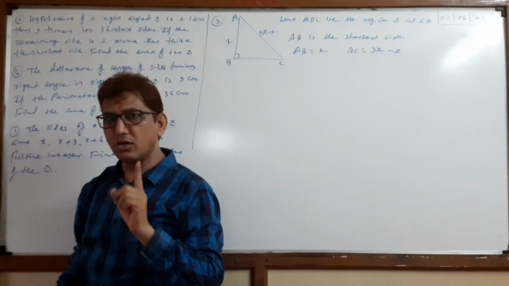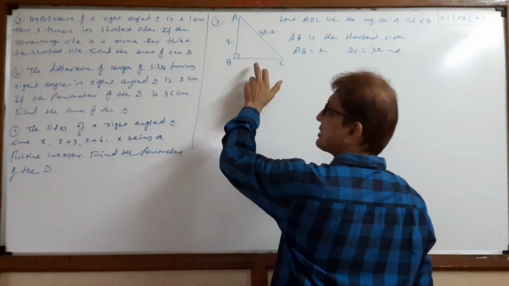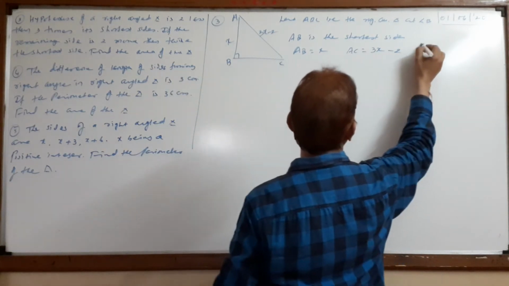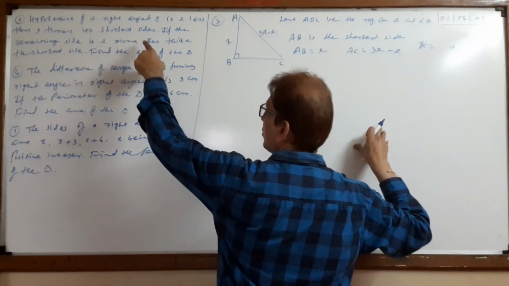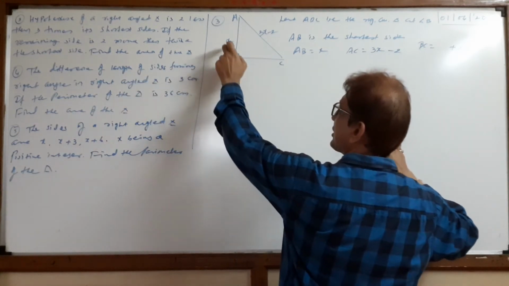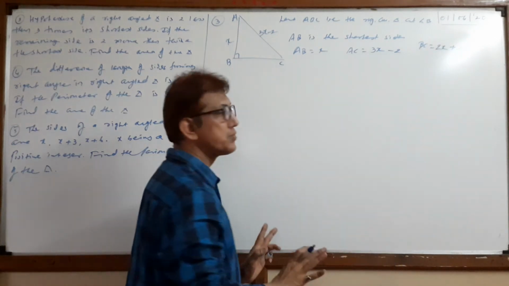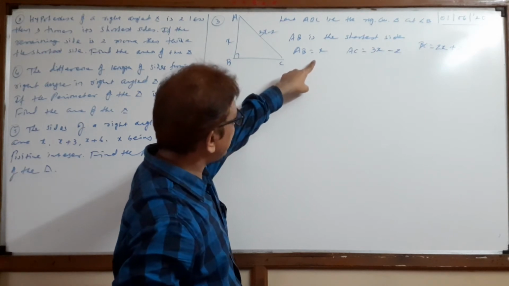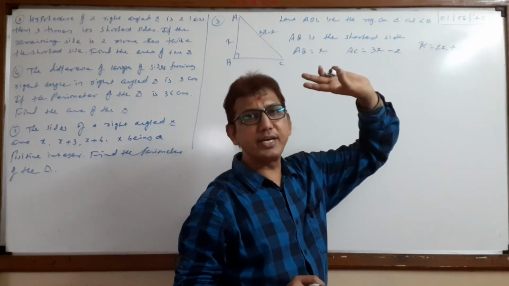Now second sentence: if the remaining side, this is the remaining side, is 2 more than twice the shortest side. Therefore BC equals 2 more than twice the shortest side. The shortest side is x, twice is 2x, so 2x plus 2. So AB is the shortest side x, AC the hypotenuse is 3x minus 2, and BC equals 2x plus 2.